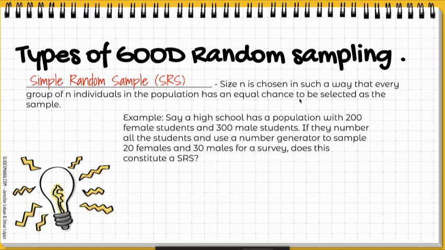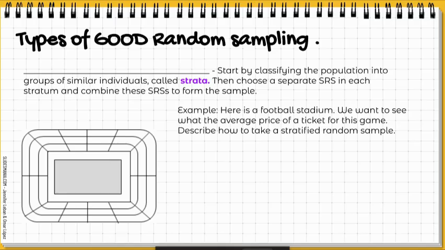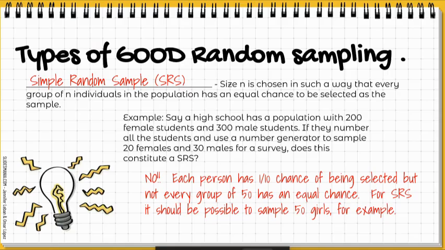Okay, so our example. Say a high school has a population with 200 female students and 300 male students. If they number the students and use a number generator to sample 20 females and 30 males for a survey, does this constitute an SRS? Okay, so looks like they're taking 10% of the females and 10% of the males. So it is a no. Each person has a 1 in 10 chance of being selected, but not every group of 50 has an equal chance. For SRS, it should be possible to sample 50 girls, for example. We'll go back there if you need to pause it.